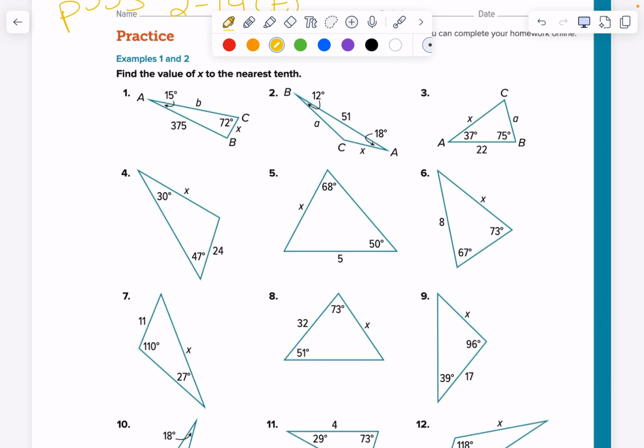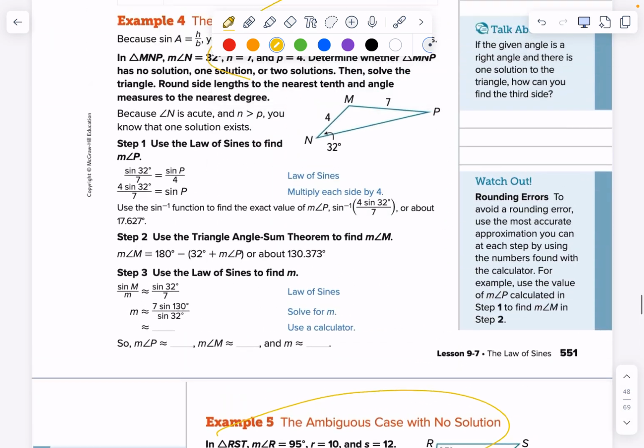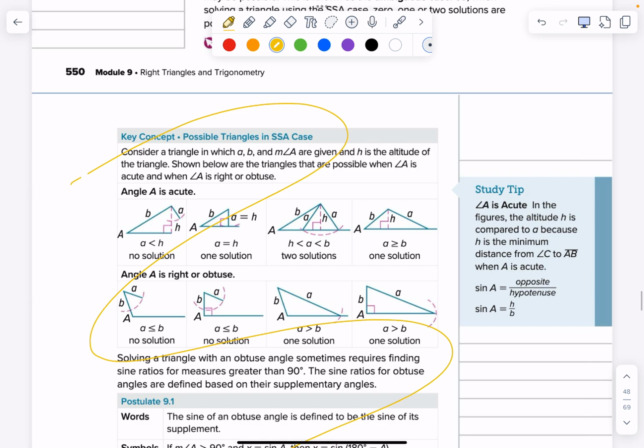You could possibly get 2 answers. Just put down whichever one you get. Do both. That's what the ambiguous case up here is. There could potentially be 2 solutions.